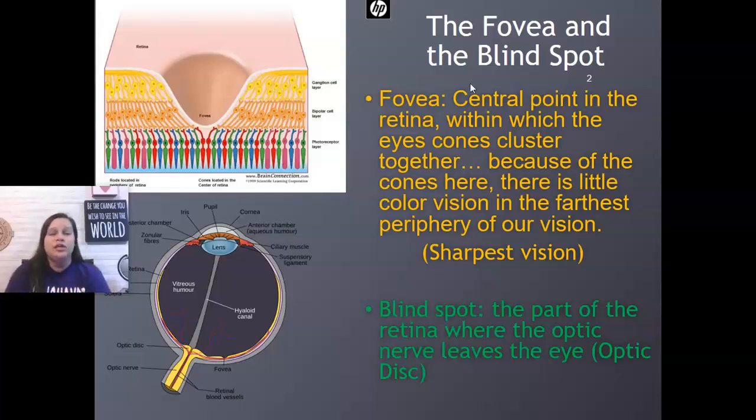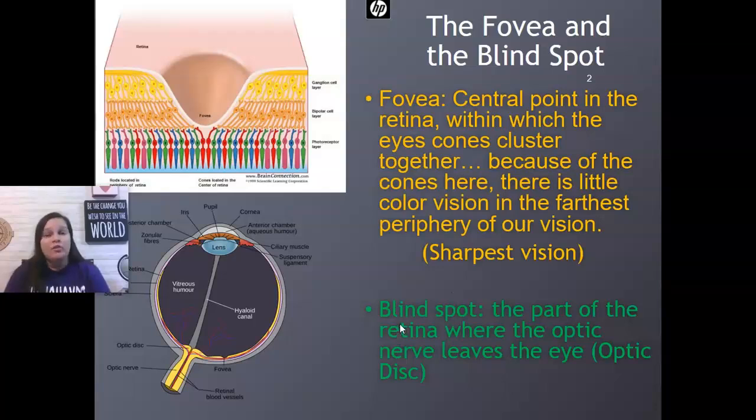So the fovea is the central point in the retina where we have lots of cones clustered together. That makes it our best angle for color vision and our sharpest vision. So if you want to look at art or something you're really trying to analyze and you want to see all the colors, you want to stand directly in front of it. So you're staring straight forward through your fovea. You don't want to be looking at it through your peripheral vision. You want to look straight forward through your fovea where you have the most cones.